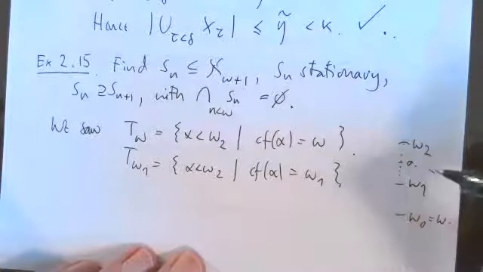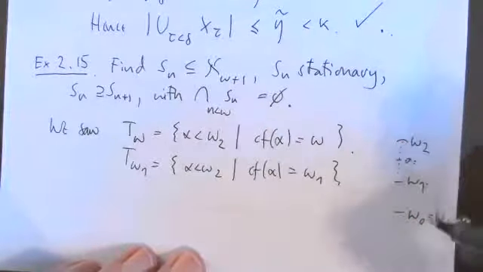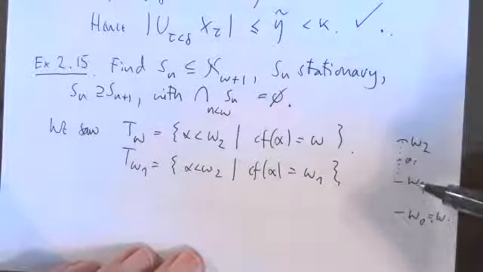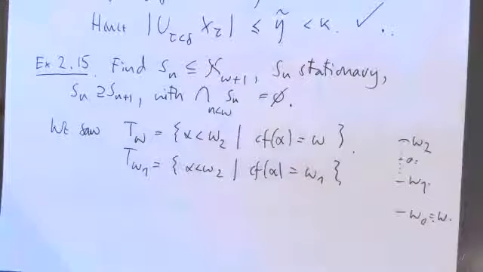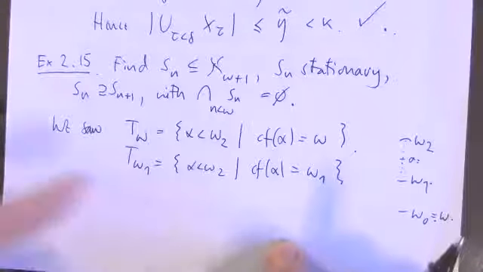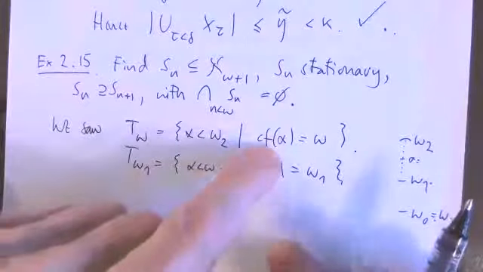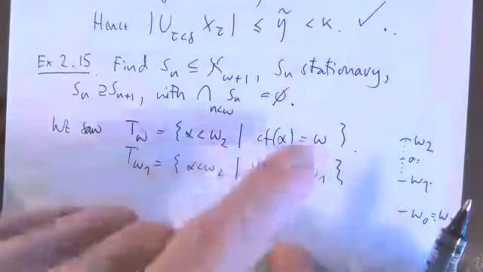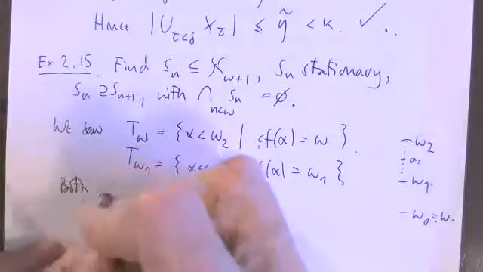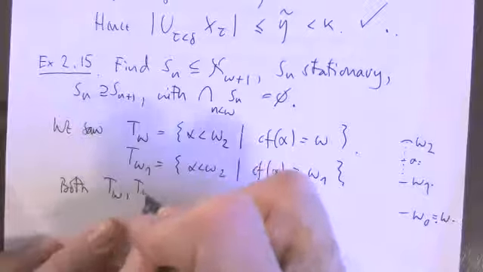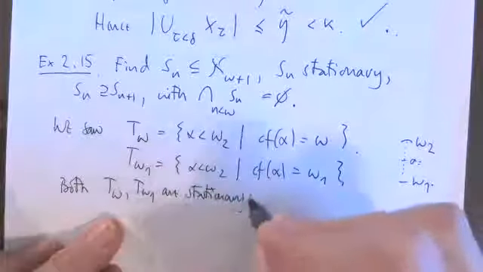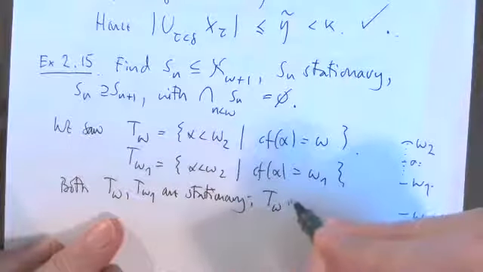If you give me a limit ordinal alpha, maybe it's got this cofinality, maybe it's got this. So for the limit ordinals below omega 2, they're partitioned into two kinds, things in this set or things in this set. And of course, they're disjoint. You can't approach an ordinal through an omega sequence and an omega 1 sequence. So both T omega and T omega 1 are stationary. Right. But here they've got empty intersection.